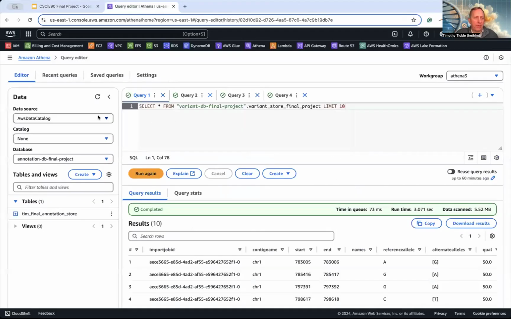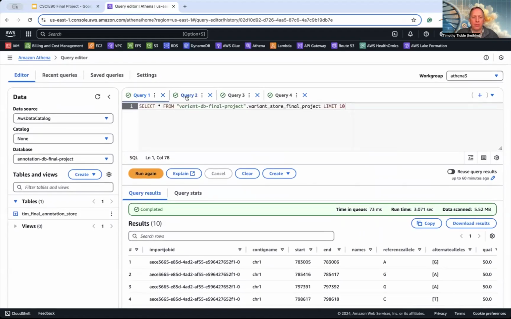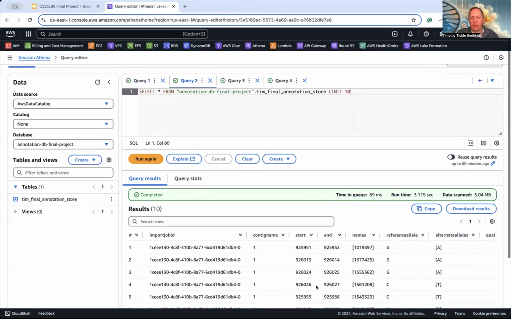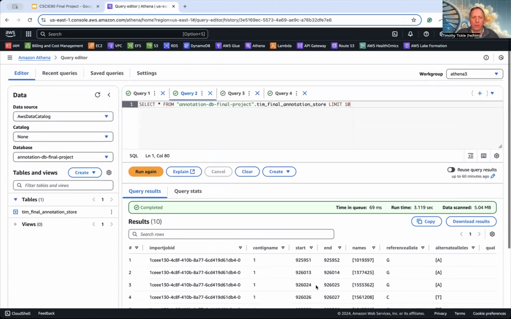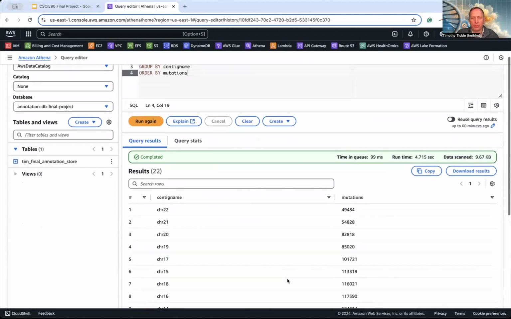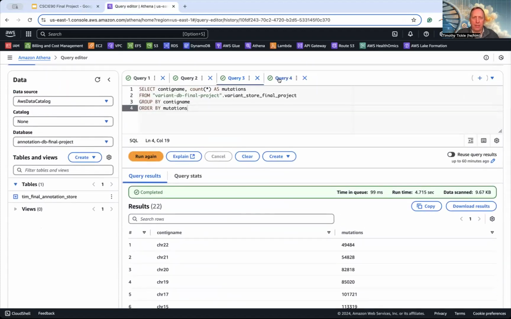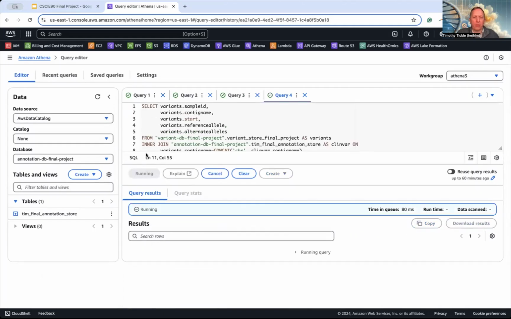We're currently in Athena, and there are a couple of tables that we're working with. This first query is just showing sample data in the actual VCF files that we had, or the variant store. The second one is showing annotation data from ClinVar. This third one was a query that I put together just to see how many mutations in the samples came from different chromosomes. And then here, lastly, is a more interesting query.